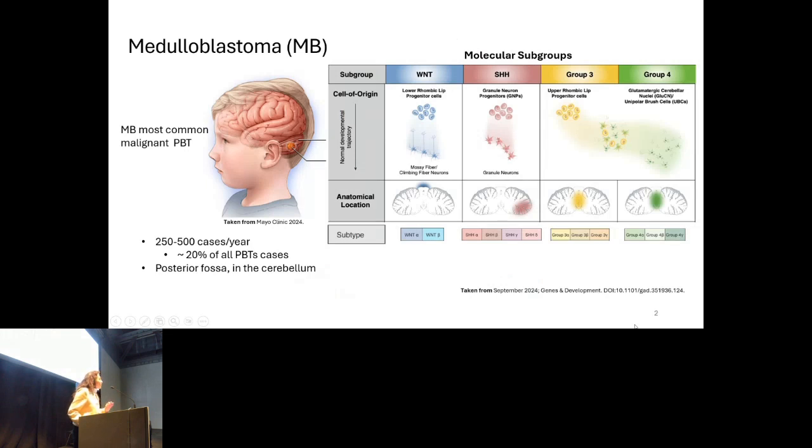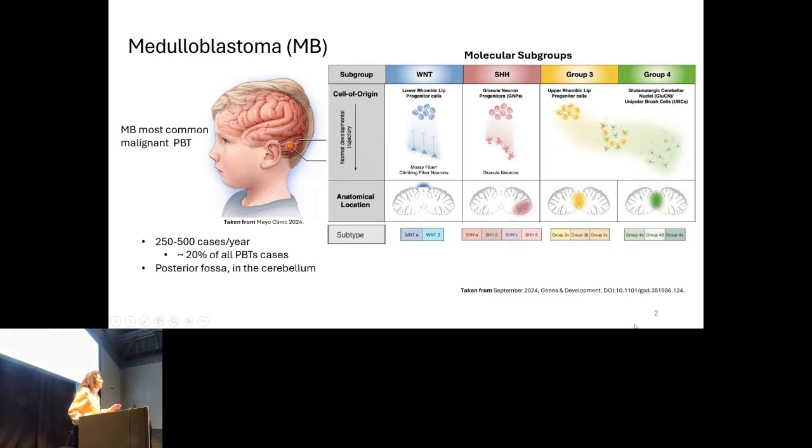Medulloblastoma is quite interesting because it's one of the most aggressive pediatric brain tumors in children. It usually arises in the cerebellum and is typically common even in babies. That's something we need to think about when trying to understand this type of cancer. Now, the thing about medulloblastoma is that it's quite heterogeneous.